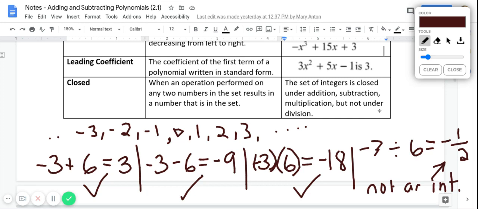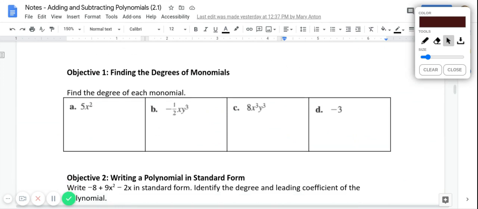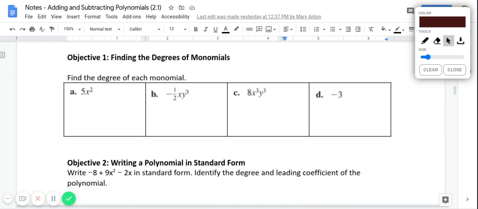And that's all it means when it says closed under addition, subtraction, multiplication, but not division. And that's just getting some vocab with patterns of sets. So that's all that means, is that when you divide two integers, sometimes you'll get an integer, but sometimes you won't. But for these three, you will always get an integer. So that's pretty cool. All right, let's go. Let's talk about adding. Okay, no, we're going to talk about degrees of monomials first.